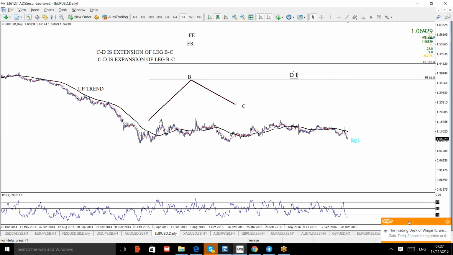Yes, guys, EJ is rejecting 61.8 Fibonacci. So hopefully I'm in a short trade on EJ again. I was scalping yesterday as well, actually. Okay, guys, focus on this, please. So guys, 61.8, 100% and 161.8.